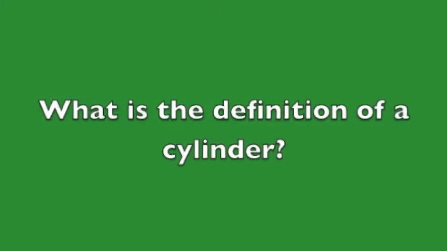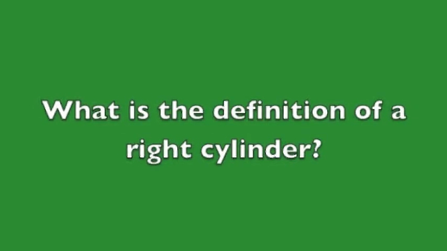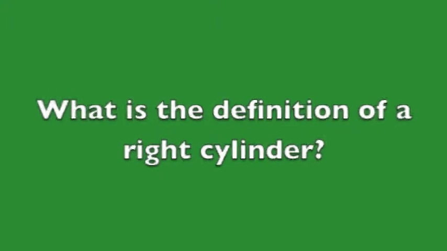What is the definition of a cylinder? A cylinder is a solid with congruent circular bases that lie in parallel planes. What is the definition of a right cylinder? A right cylinder is when the segment joining the centers of the bases is perpendicular to the bases.